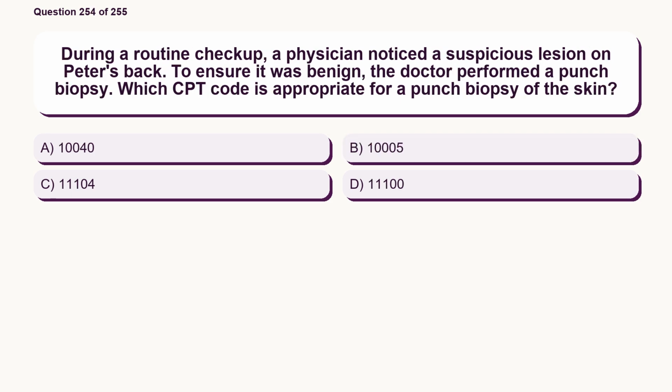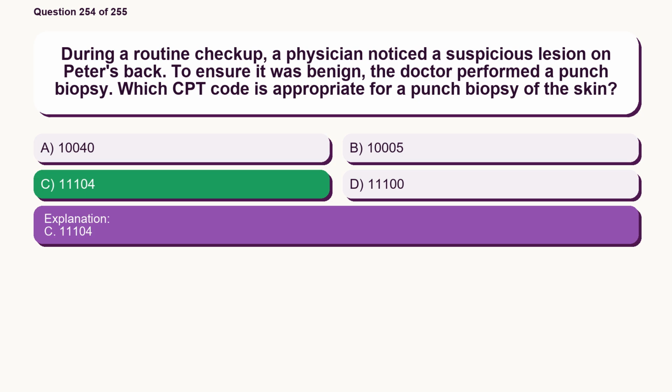Question 254. During a routine checkup, a physician noticed a suspicious lesion on Peter's back. To ensure it was benign, the doctor performed a punch biopsy. Which CPT code is appropriate for a punch biopsy of the skin? Option A, 10040. Option B, 10005. Option C, 11104. Option D, 11100. The correct answer is option C, 11104.